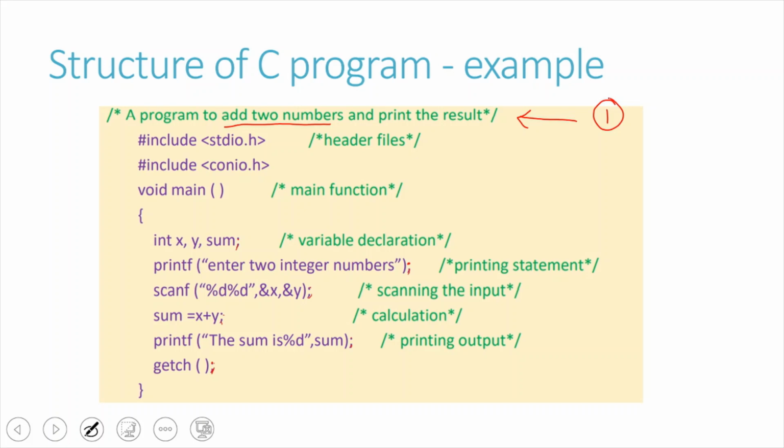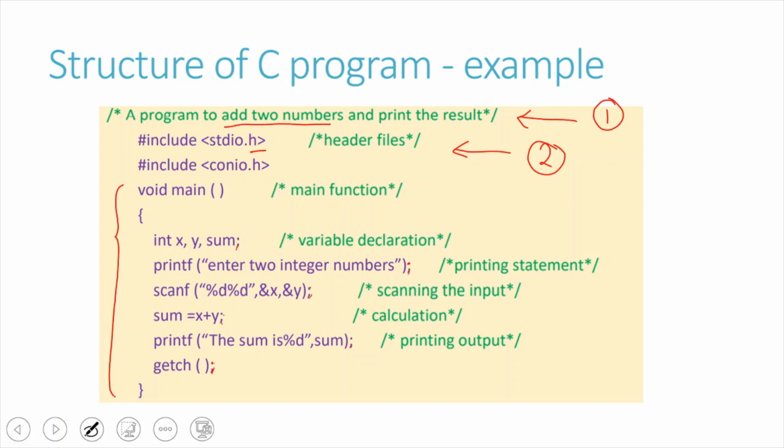Next, we have header files. Header files actually include the definition of other functions inside them, and they have the extension .h to show that it is a header file. All C programs consist of a main function, and that is written like this, and it is inside this that we write the main part of the program.